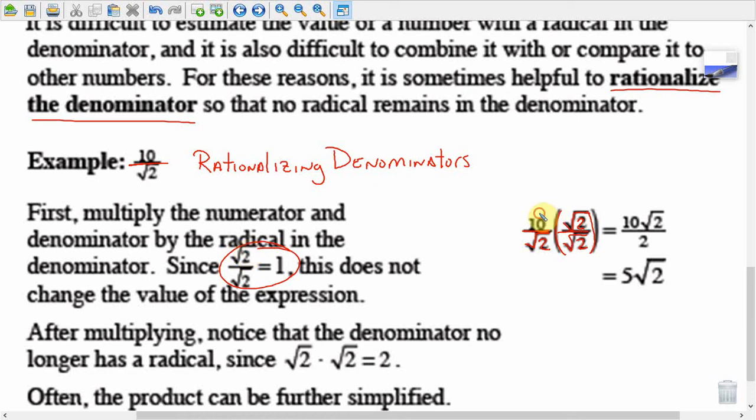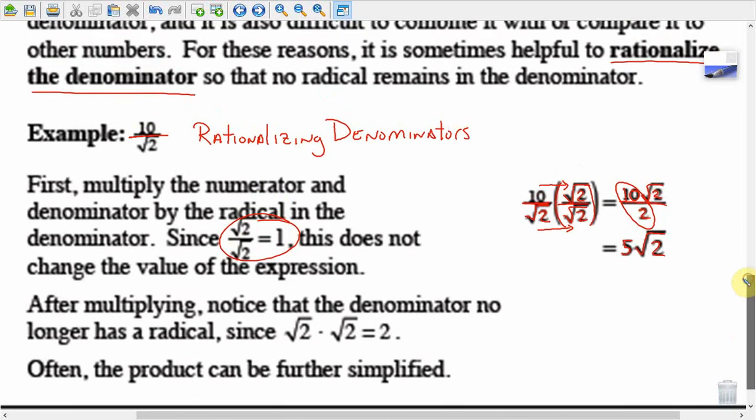So I multiply across the fraction. I get 10 times the square root of 2, which is 10 square root of 2. And then on the bottom, the square root of 2 times the square root of 2 is the square root of 4, which is just 2. So I'm left with 10 square root 2 divided by 2. I can simplify those numbers outside the radical. 10 divided by 2 is 5. So this simplifies to 5 times the square root of 2.